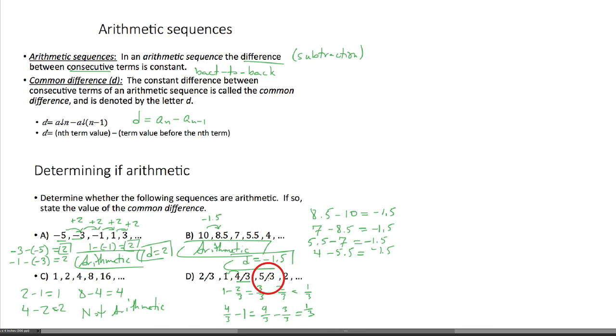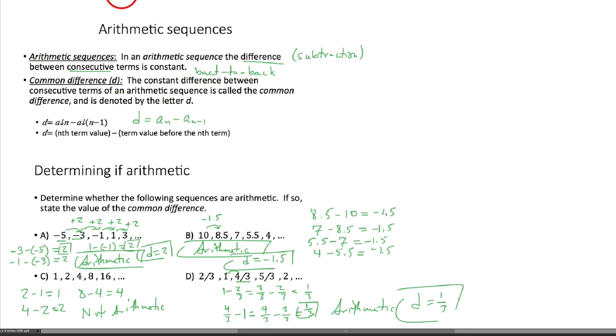Checking out the rest of these, 5/3 minus 4/3 is 1/3. And 2, which is the same as 6/3 minus 5/3, is 1/3. And so this would be considered to be an arithmetic sequence. And we would say that the d value is simply put positive 1/3 here.